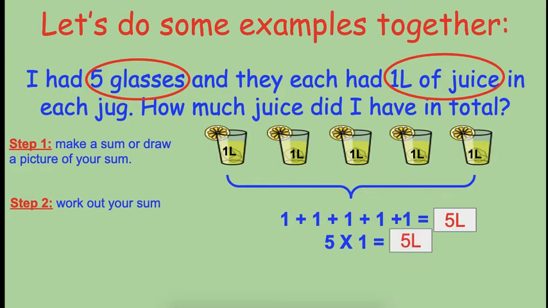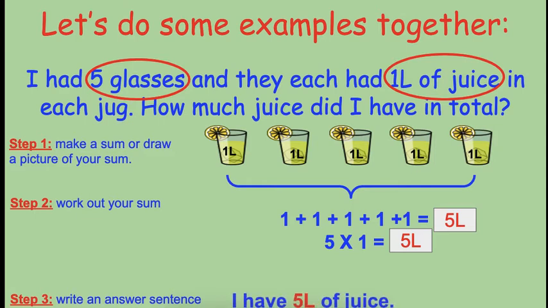Alright, so 5 groups and then just times it by 1 is 5 liters. And the third step is write an answer sentence. And the question was, how much juice did I have in total? I had 5 liters of juice.